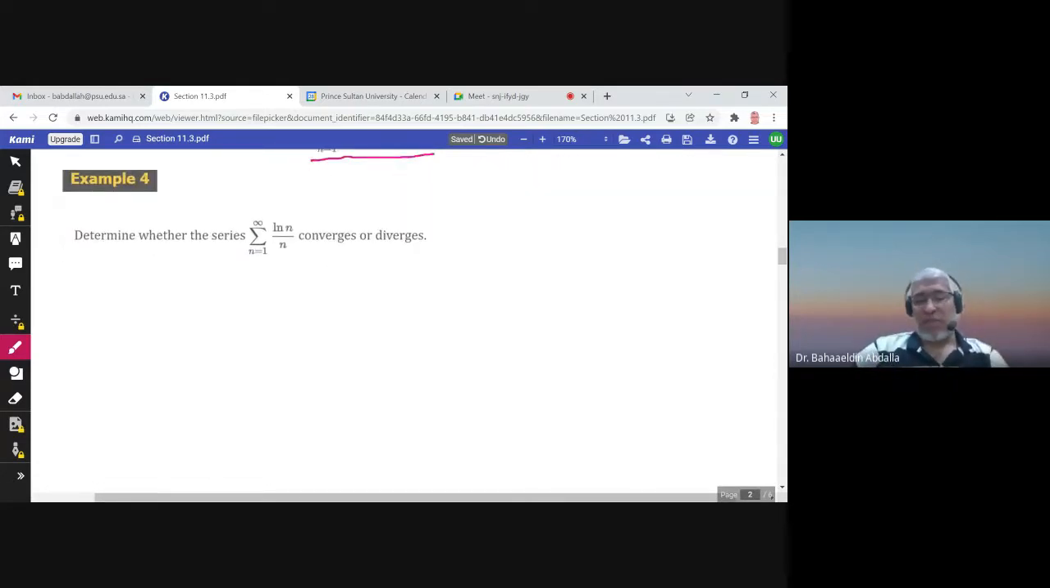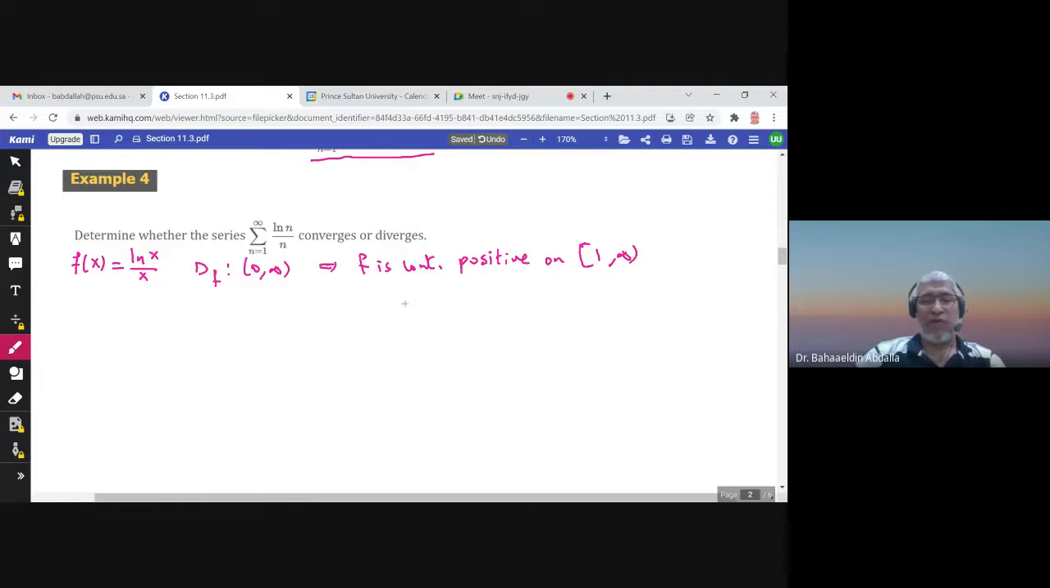Determine whether this series converges or diverges. So let us talk about the function f of x equals ln x over x. What is the domain of this function? The domain is from 0 to infinity. 0 is not in the domain, as the domain of the logarithmic function is from 0 to infinity. So f is continuous, positive, on the interval from 1 to infinity, because 1 to infinity is part of the domain. And it is positive because the logarithmic function after 1 is positive.